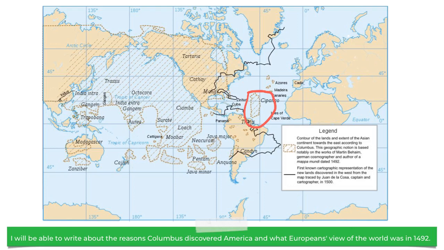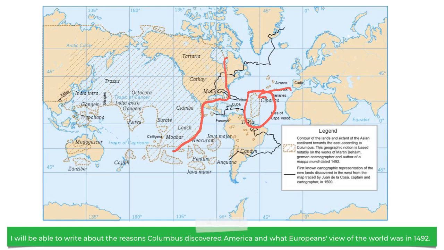Okay, so really, he thought it was about halfway to where America was, and he thought that Asia would be over here, China would be over here where mainland North America is. So he really underestimates how big the Earth is.